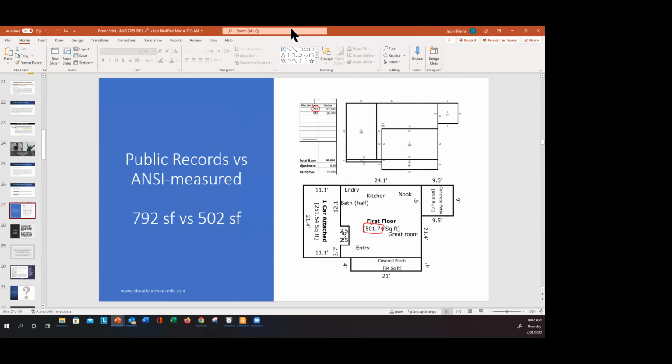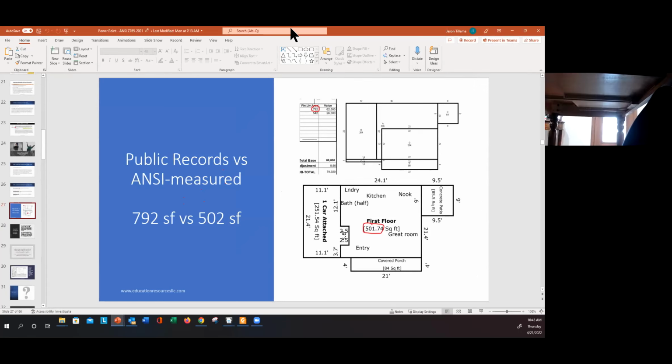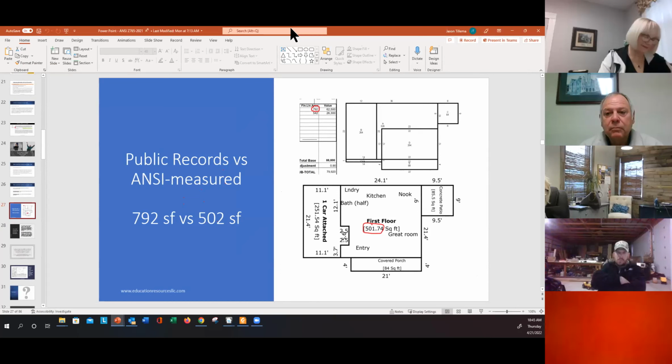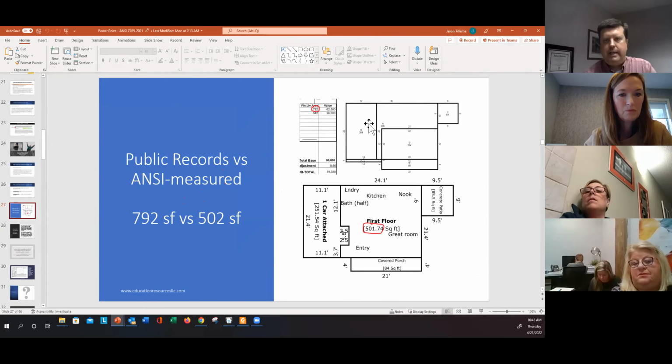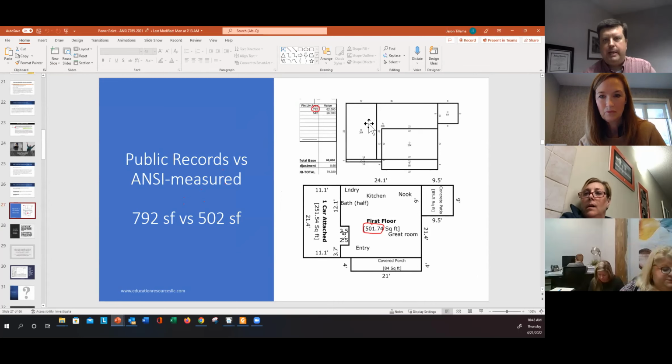What I have here is the public records versus the ANSI measurement. I don't know if this will answer your question or not, but this top picture here was pulled right off of the property record card. This is actually a property I was appraising. You can see here that they're showing the main level as 792 square feet. I've circled what I measured the first floor at. I came in at 502 square feet, which I thought, how is that possible?